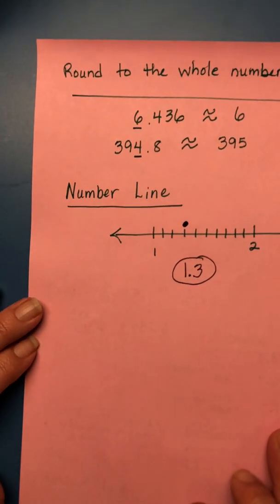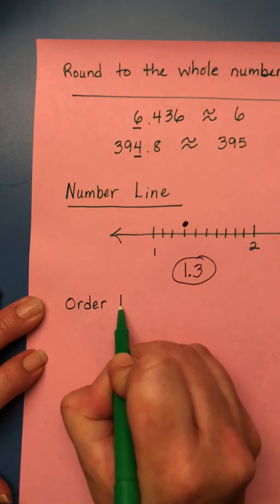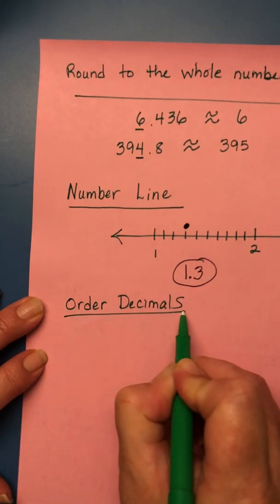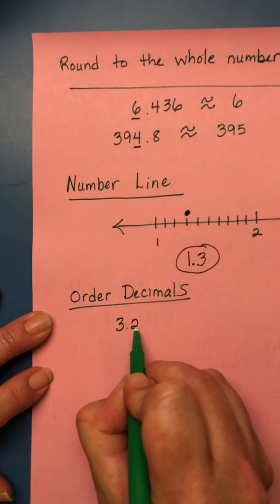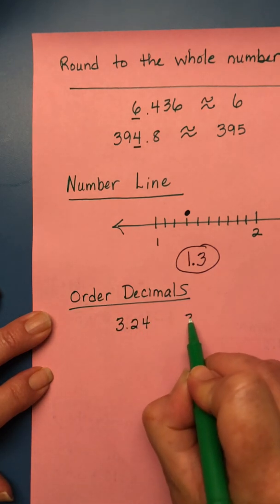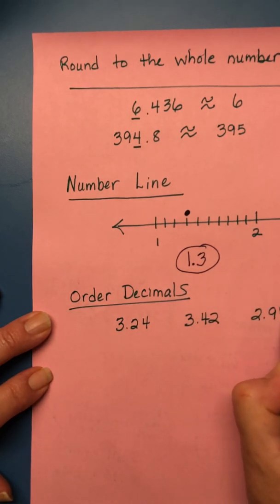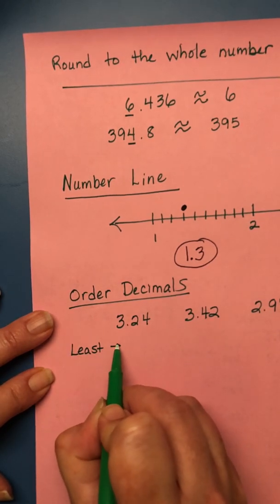The other thing you're going to need to do is be able to order decimals. Put them in the right order. Okay, so we're going to take these decimals and put them in the right order. 3.24, 3.42, 2.98, and 3.2. And I want to put them in order from least to greatest.